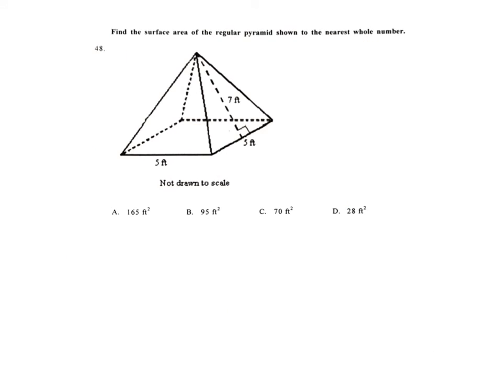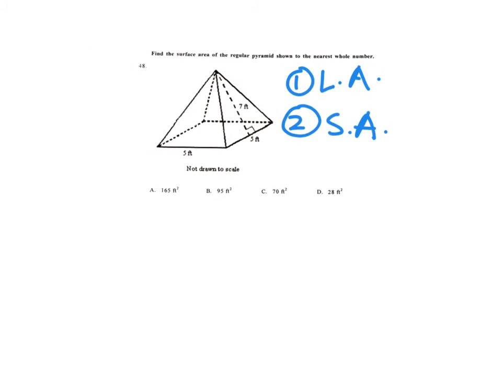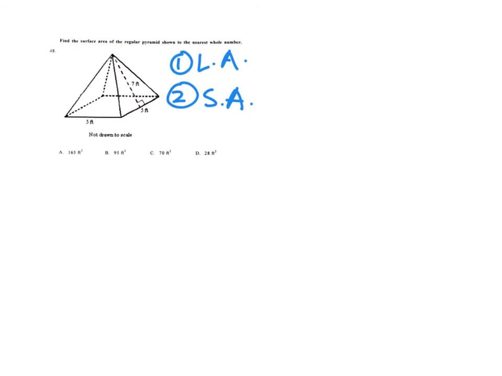48 says find the surface area of the regular pyramid shown to the nearest whole number. To find your surface area, you need to find your lateral area first, and then you have to find your surface area. So we're going to start with lateral area and then add our surface. My lateral area formula for a pyramid is your perimeter times your slant height divided by 2.